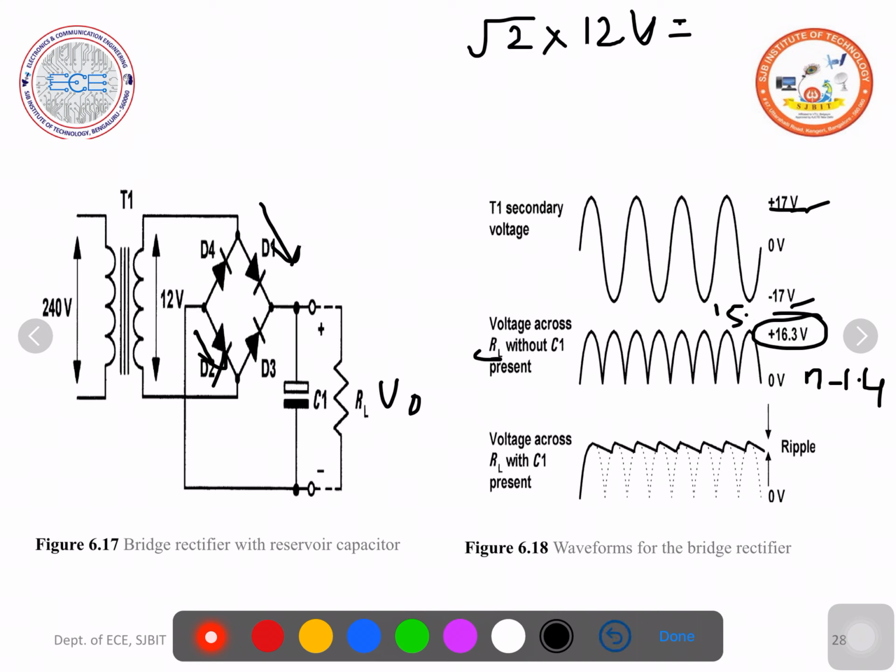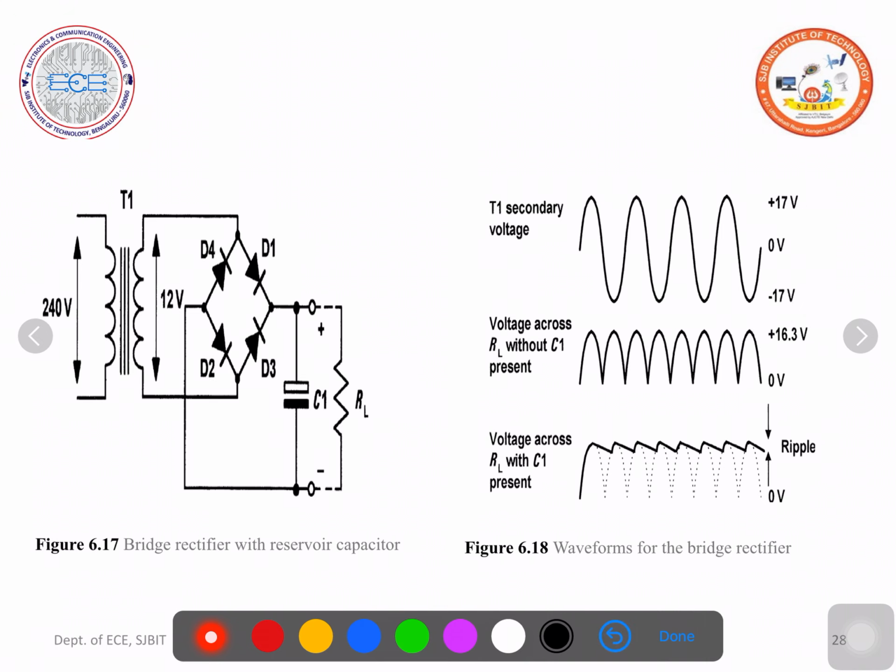Then we don't want this pulsated DC, we want to smooth this. We want to remove the ripple which is present in the output of the rectifier. And actually a perfect DC looks like this. But here this is unidirectional, that's it. So to remove the unwanted AC component in the DC output of the rectifier, we use a reservoir capacitor C1.